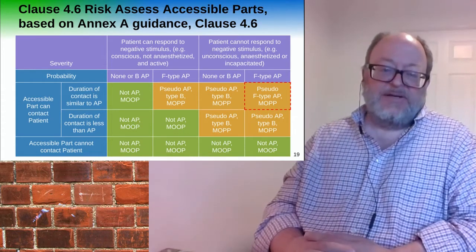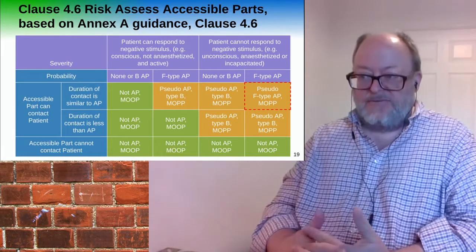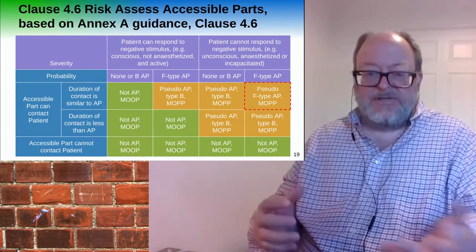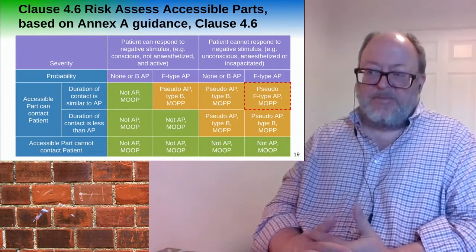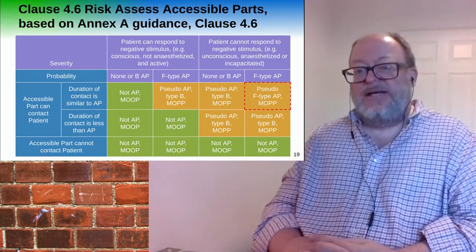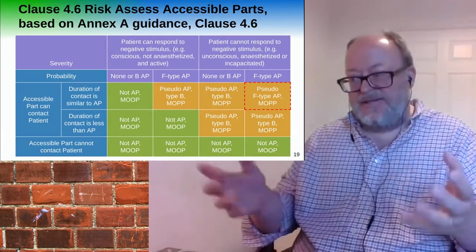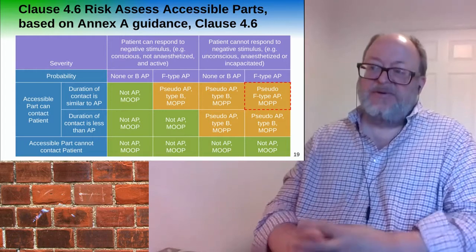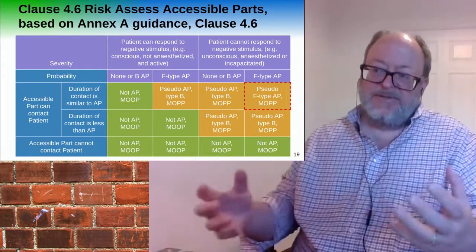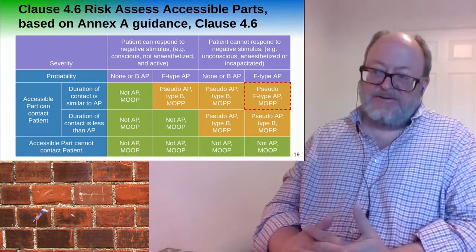And on the vertical axis, we've got the duration of contact. Is it going to be similar to the contact that we'd have with an applied part, this surface, or is it going to be less? So what we'll see there is generally when the patient's unhealthy, there's a lot of amber colored boxes there. And in fact, the F-type similar duration applied part would presumably suggest that the pseudo applied part requirements, the accessible part that should be subject to the applied part requirements, would be F-type. And when we subject an accessible part to applied part requirements, we use the term pseudo applied part. It's a useful term that I use, but it's not a term you'll find in the standard.